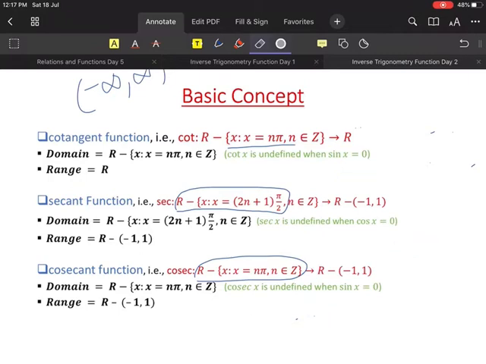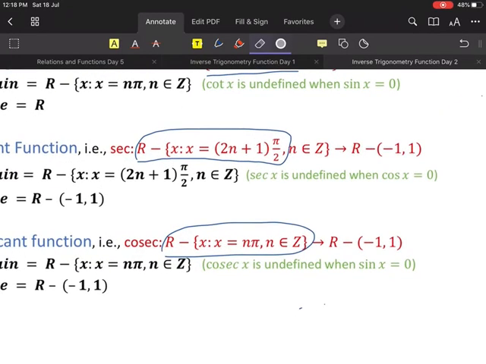Please tell me. Huh? What, sir? Which one? This one not clear? Sec is clear or not?